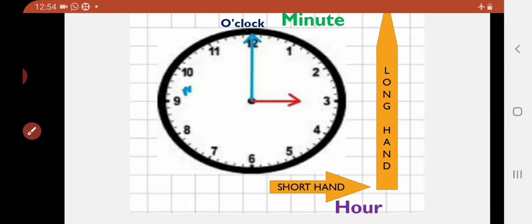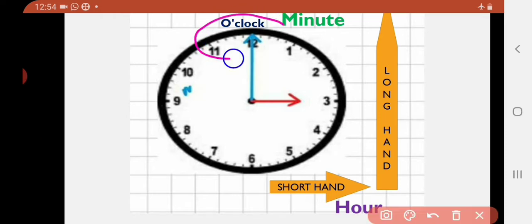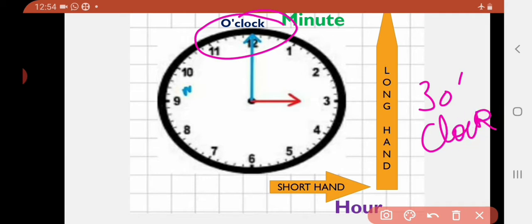So dear children, whenever the long hand is pointing to 12, it is known as o'clock. Now let's read the time. As you can see, the short hand is at 3 and the long hand is at 12. So what is the time? It is 3 o'clock. Dear children, always remember that the long hand takes one complete circle to make an hour.